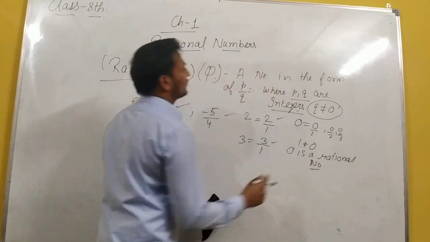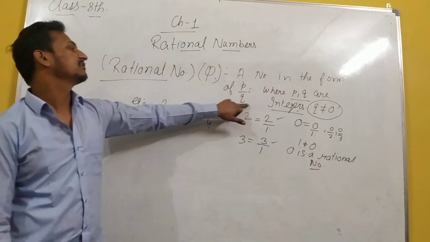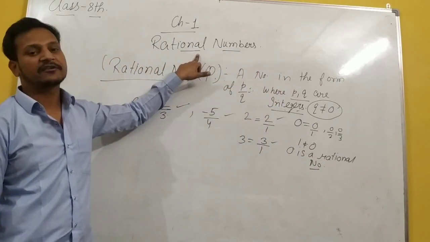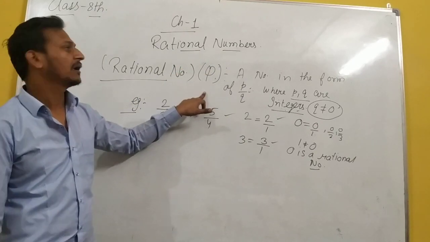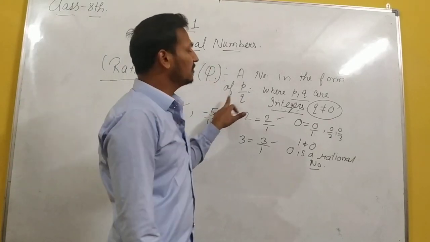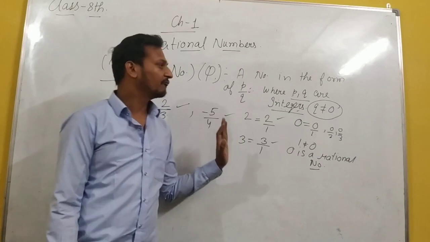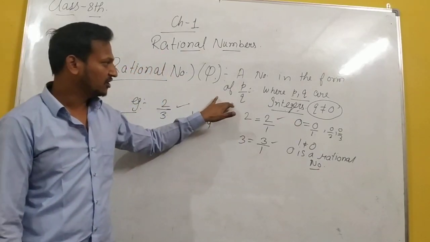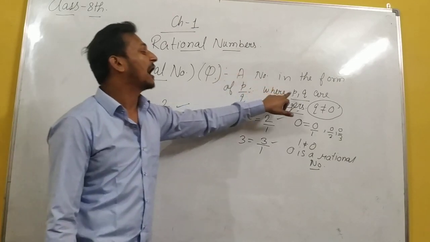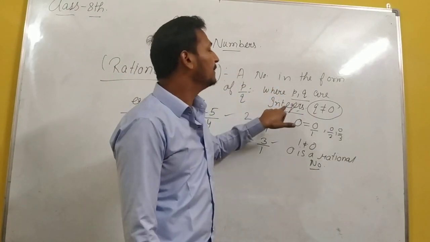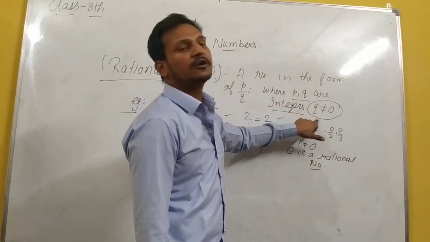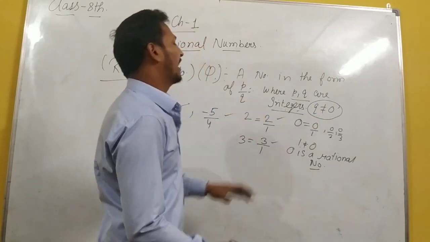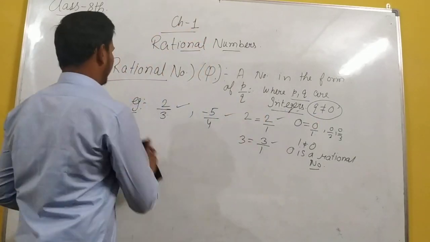So any system which contains these kinds of numbers is known as the rational number system, and these are known as rational numbers. Hopefully it's clear to you what a rational number is. So the definition: a number of the P by Q form, and do not forget this, P and Q should be integers and Q shouldn't be 0. Those are known as rational numbers.